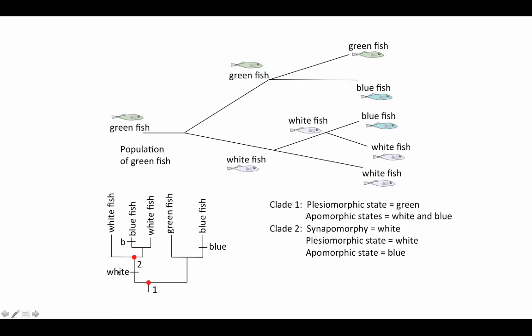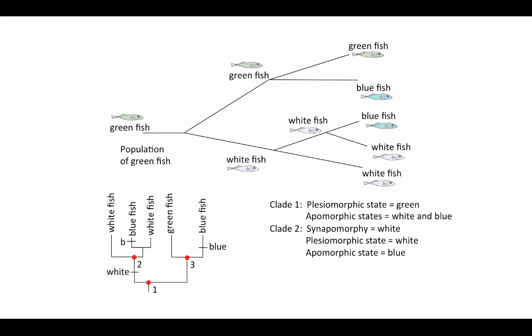But actually the plesiomorphic state for this clade is white. Why? Because the common ancestor of all of these species was a white fish. So the plesiomorphic state is white, and we have an apomorphic state with respect to this clade, which is blue. This is something new that happened, an evolutionary change that happened within this clade of white fish.